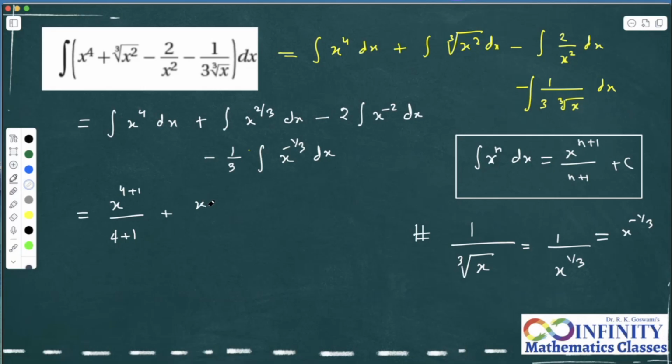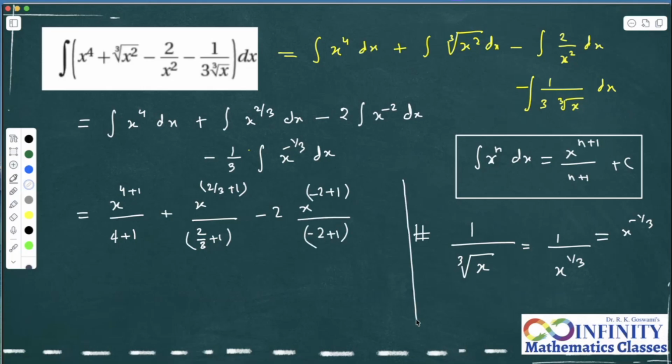Second integral, x exponent 2 by 3 plus 1. Add 1 in the numerator and divide by the same. Am I right? Yes. Next is going to be negative 2. X exponent, what should I do? Negative 2 plus 1, divided by negative 2 plus 1. Right? Yeah.